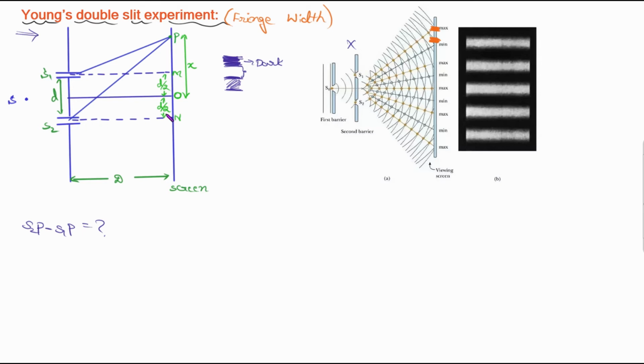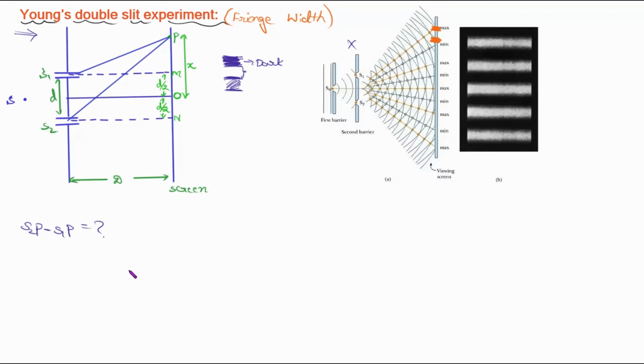As you can see, there are two right angle triangles, S2PN and S1PM. So from these, S1P and S2P are the hypotenuse of these triangles. So you need to calculate these hypotenuses. So let's begin the derivation from triangle S2PN. What will happen?